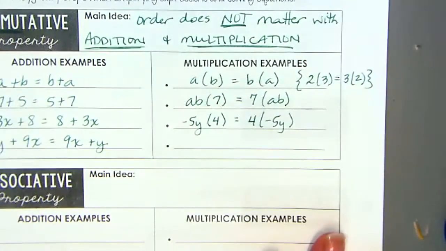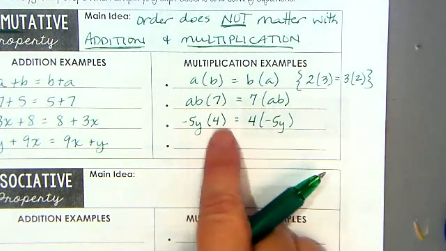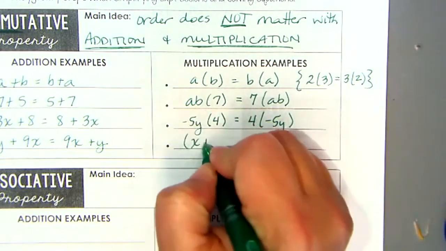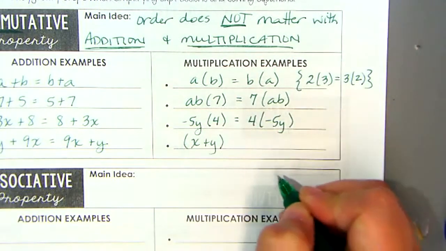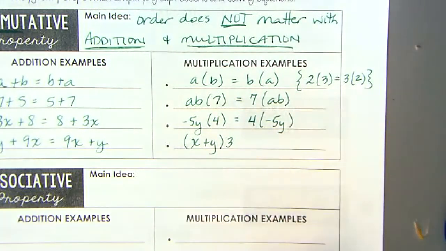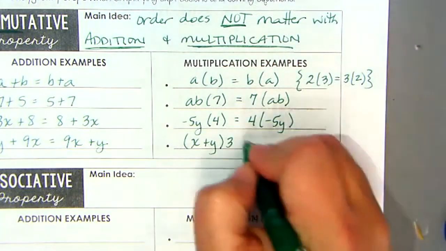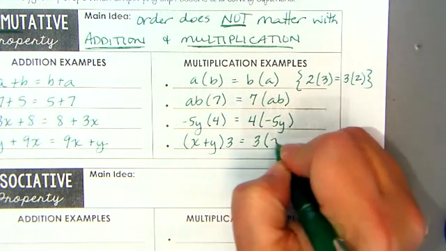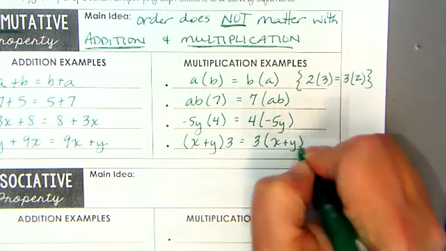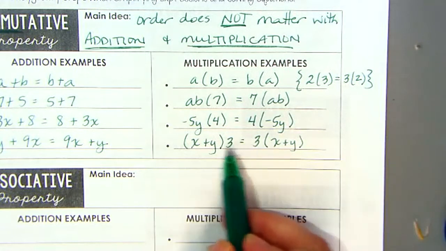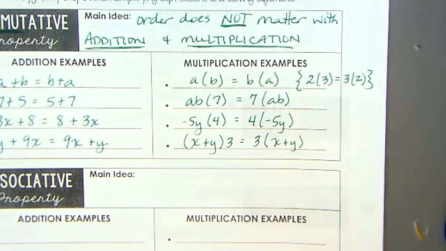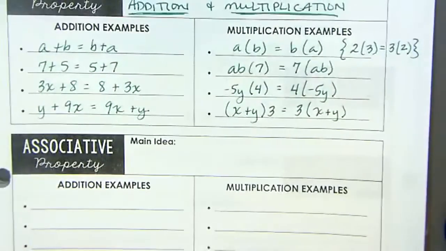Notice my multiplication is being shown by parentheses. If we have, in parentheses, x plus y, close parentheses, with the 3 on the back, that is the same as 3 open parentheses x plus y close parentheses. It is the same thing whether we're multiplying it to the back of the parentheses or the front of the parentheses. That takes care of the commutative property.